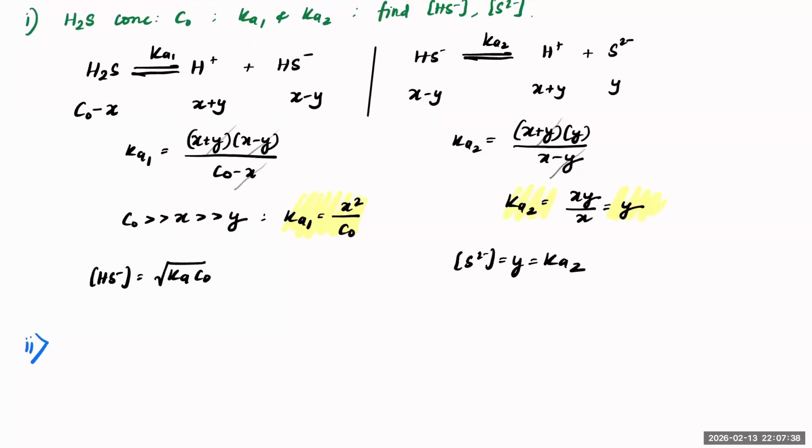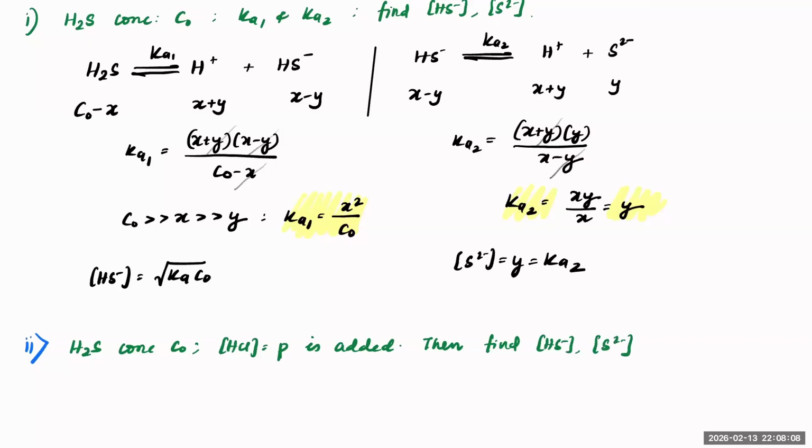Next, second case. The second case is H2S of concentration C naught, where HCl of concentration P molar is already added, correct? Then find the HS minus concentration and the S2 minus concentration. In that case, how do we do that?